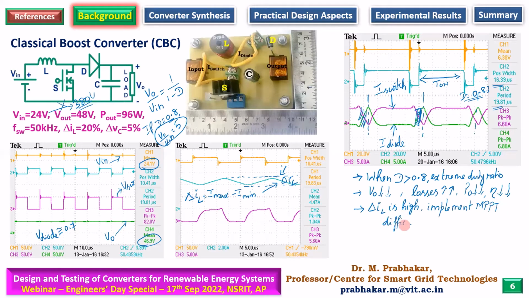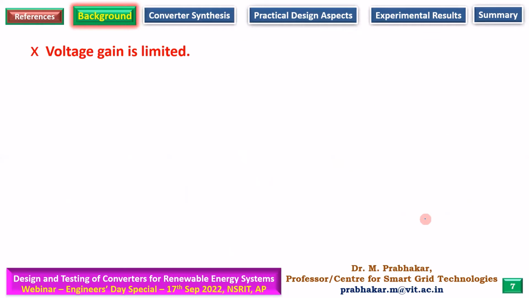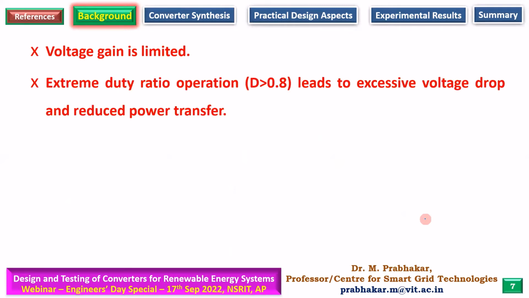Right? So these are some difficulties of a classical boost converter. Now, I'll just summarize that in this slide. First one is voltage gain, which is V0 by Vin, that is going to be less because of extreme duty ratio operation. Extreme duty ratio operation means D is more than 0.8. So this will lead to large voltage drop across the diode and power loss, lower efficiency.